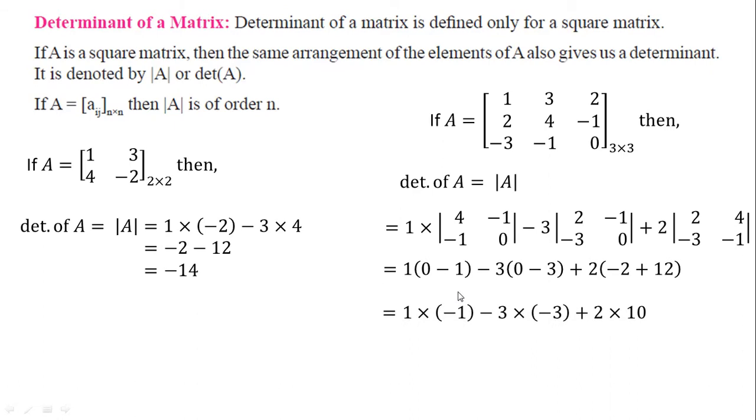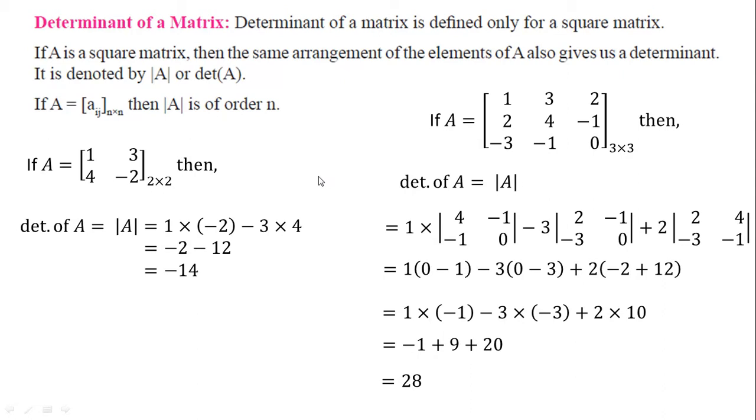After that we get this step. See here, 1 into this is minus 1, minus 3 into this is minus 9, plus 2 into this is 12 minus 2, which is 10, and hence we get minus 1 minus 9 plus 20, which is 10. So see the procedure for the determinant of a matrix, for 2 by 2 and also for 3 by 3 matrix. This is sufficient for you. This is an important topic, how to get the determinant of a matrix.